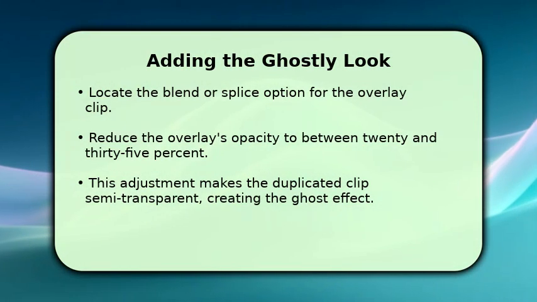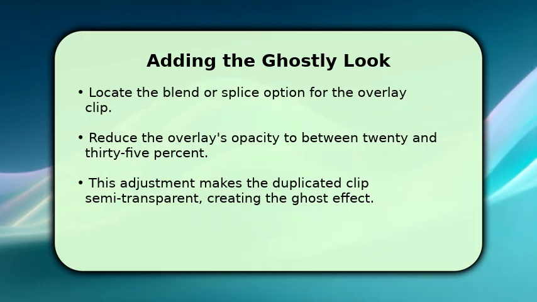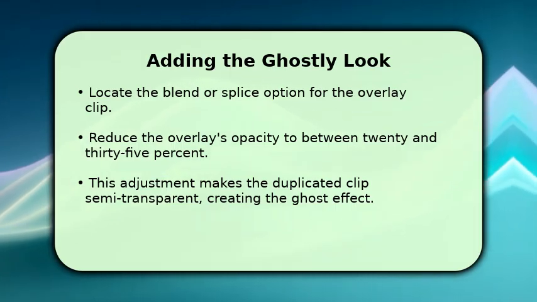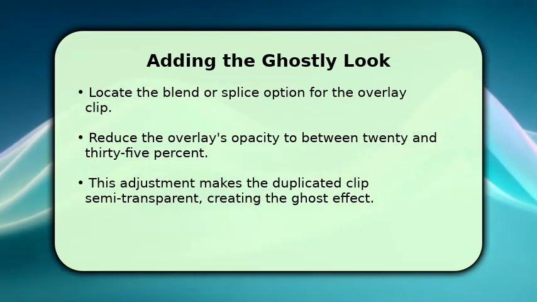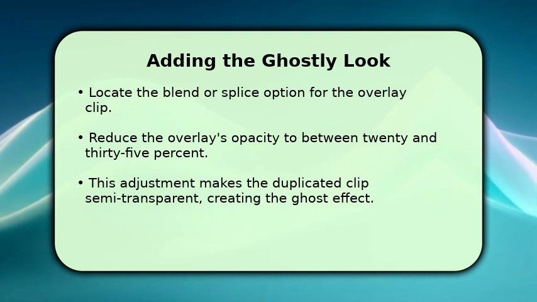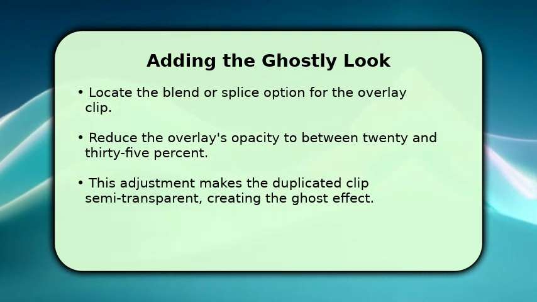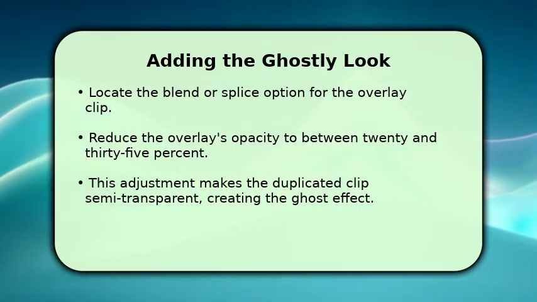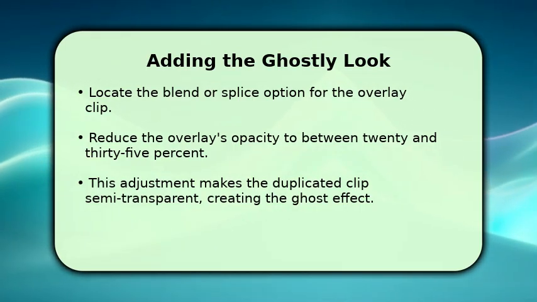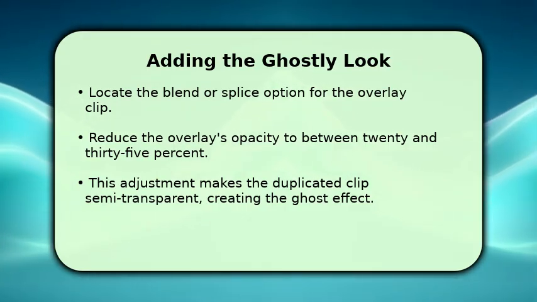To achieve that distinct ghostly appearance, select your overlay clip and find the blend or splice option. Here, you will adjust the opacity. Lower the opacity to a range of 20 to 35%. This makes your zoomed-in overlay semi-transparent, allowing the original video to show through, thus creating the ethereal ghost effect. Experiment within this range to find the perfect level of transparency for your video.